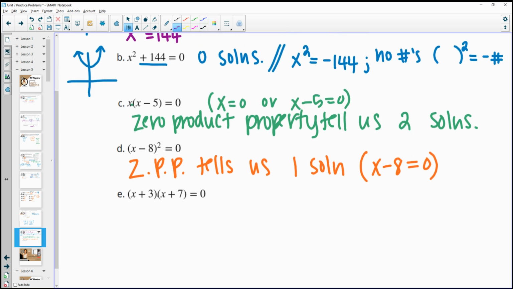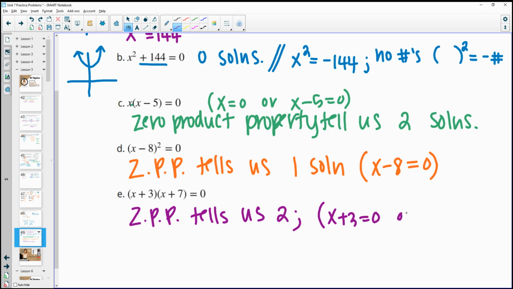And then in this last one, again, the zero product property will tell us 2, because it would be x + 3 = 0 or x + 7 = 0. Those two would produce solutions.